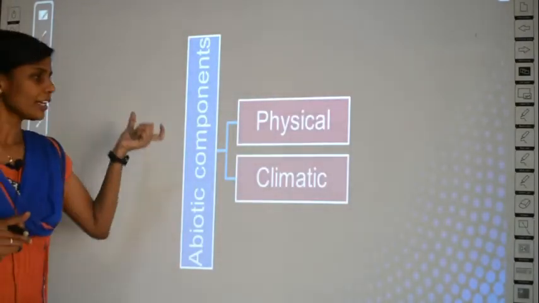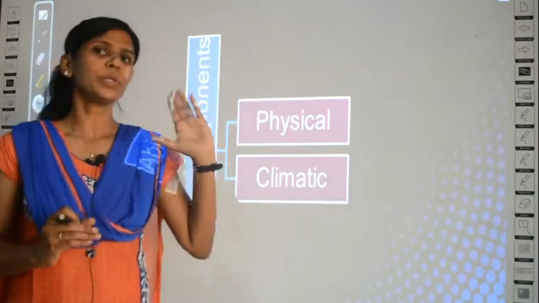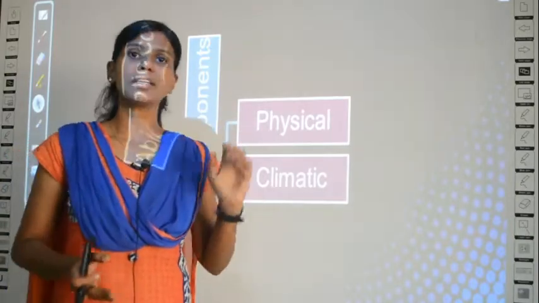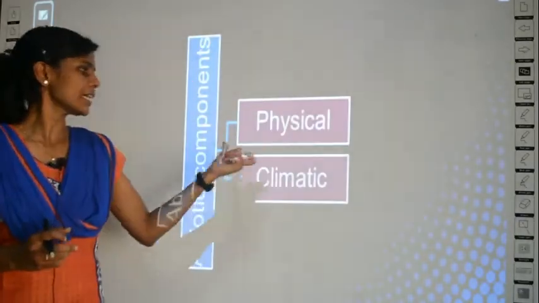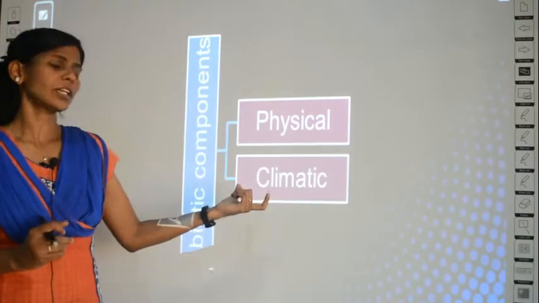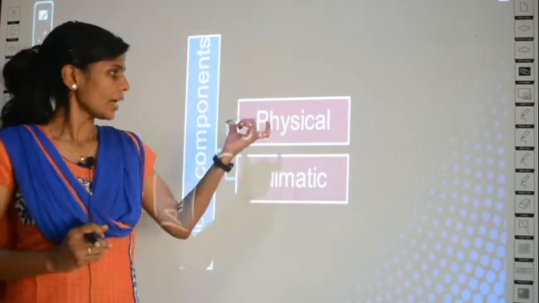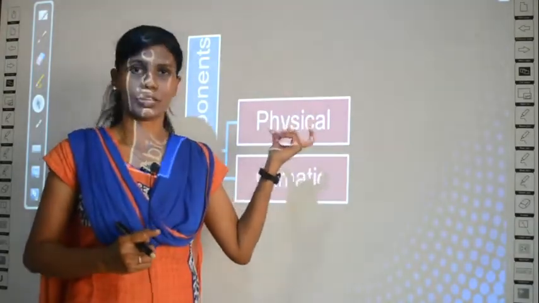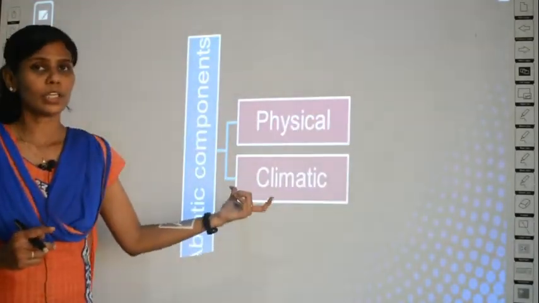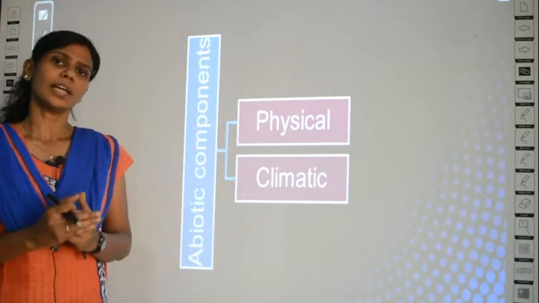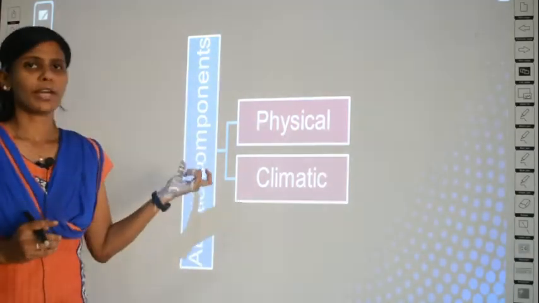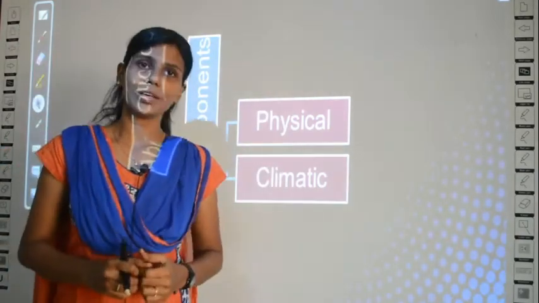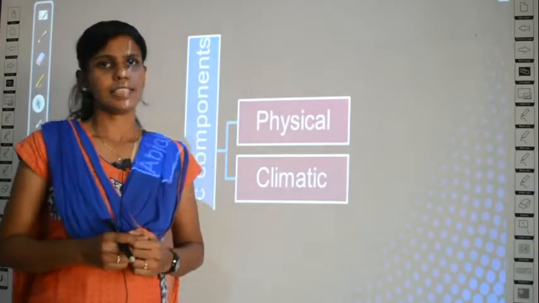These abiotic components are classified into two types. All of them are non-living, but they are separated into physical components and climatic components. Climate, you know, and physical, whatever you can feel, that is all physical components. So these physical and climatic components together make up the abiotic components. We will be learning first about the physical components in our ecosystem one by one in detail.